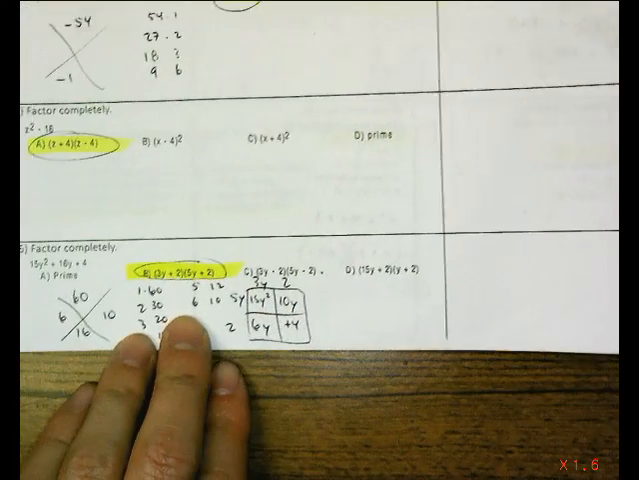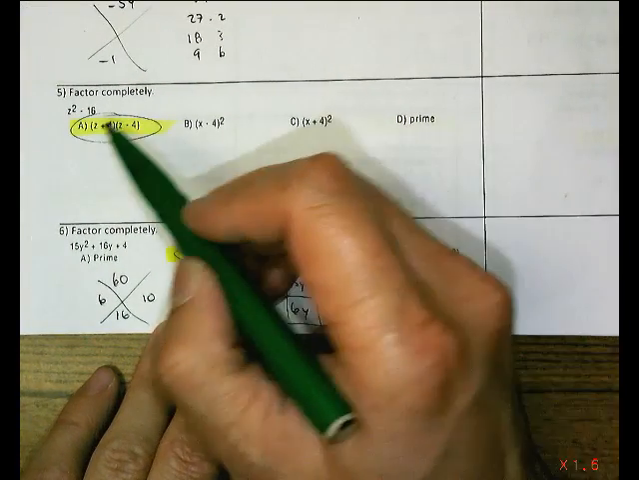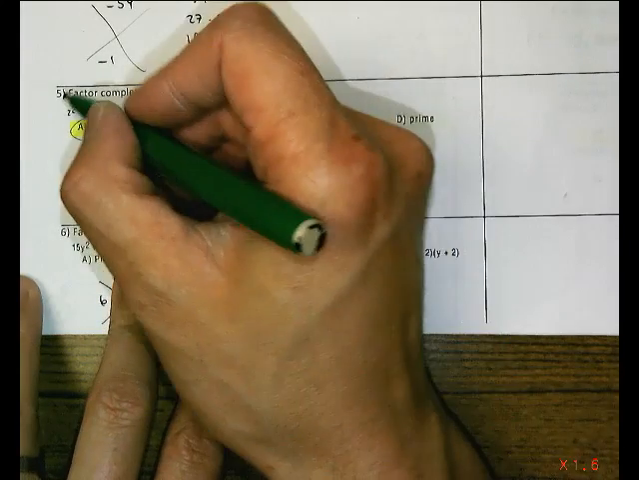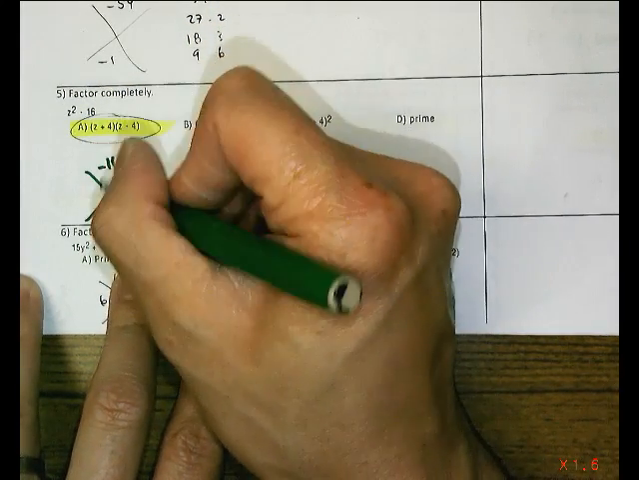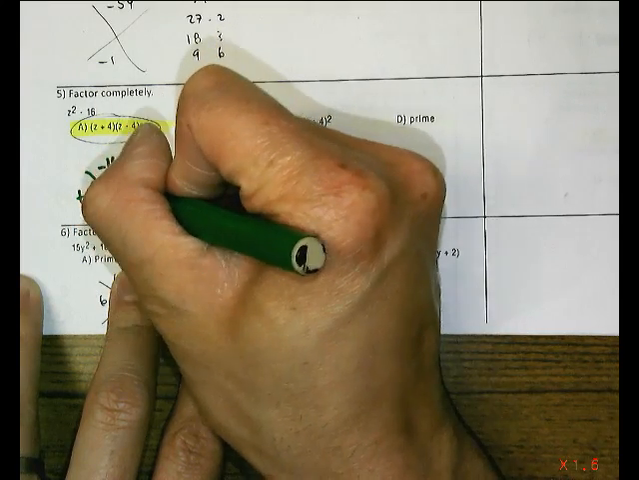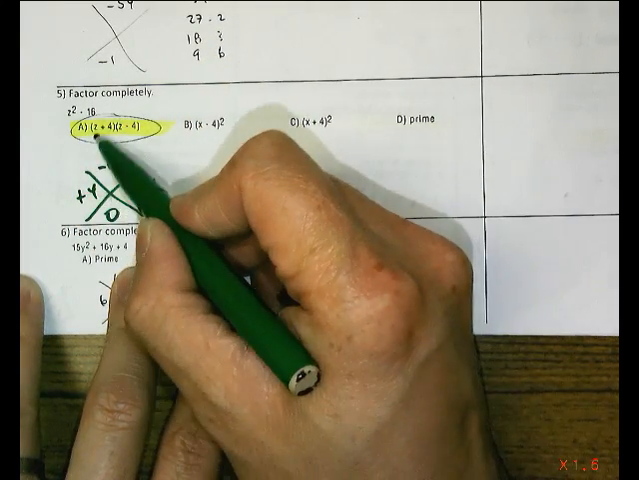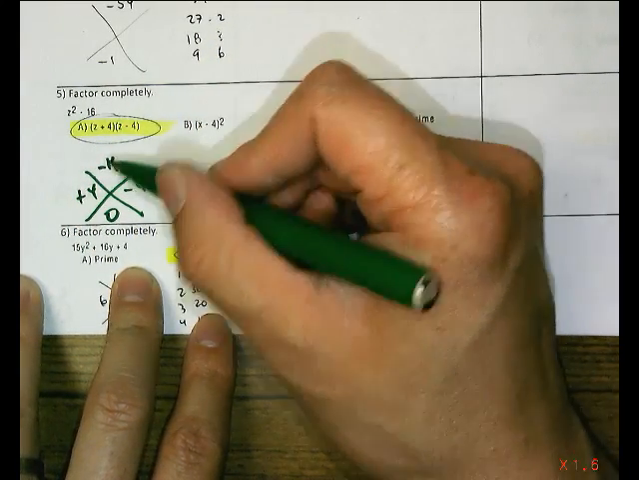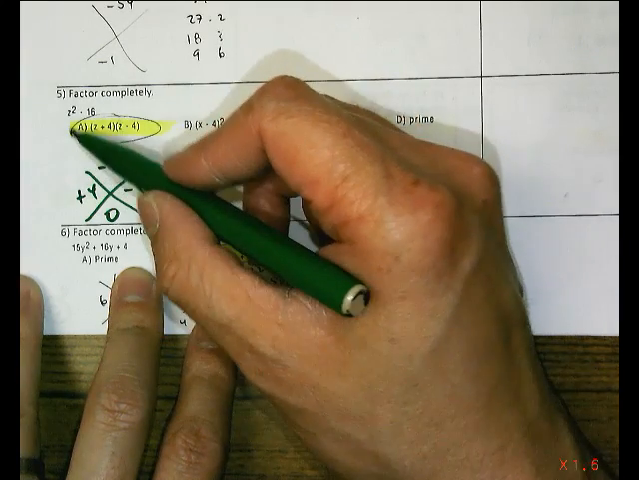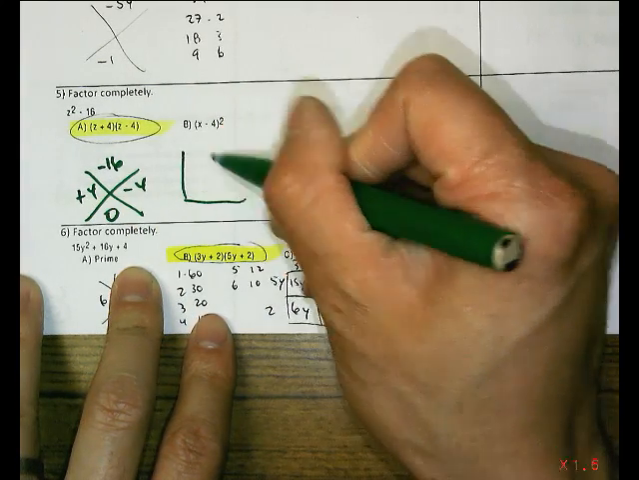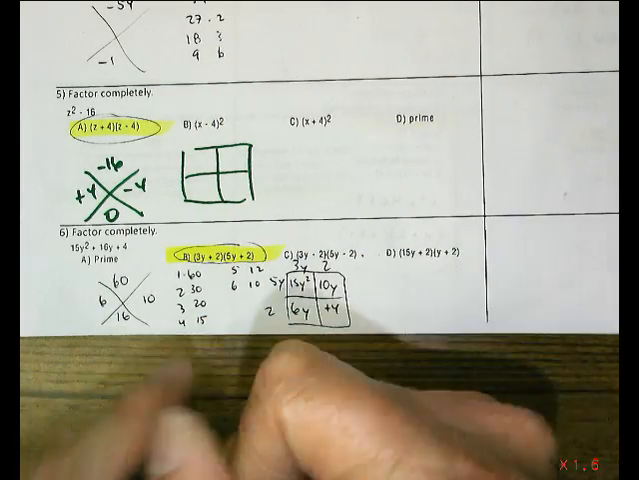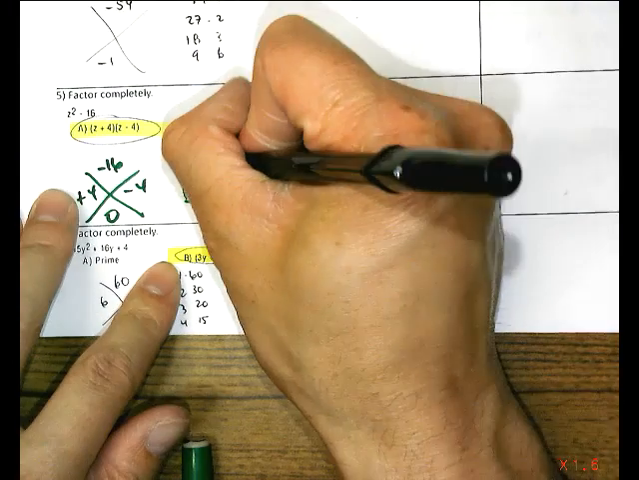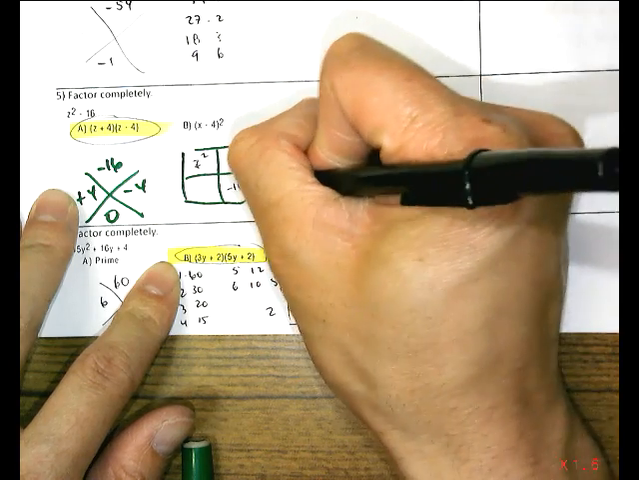Question number 5, factor completely. This is z squared minus 16. Essentially, A times C is negative 16. Your B value is 0. The two numbers are positive 4 and negative 4. Those are essentially your factors. Remember, you don't have to use the box when A is equal to 1, but you can. It's not wrong. So my first term, z squared, negative 16.